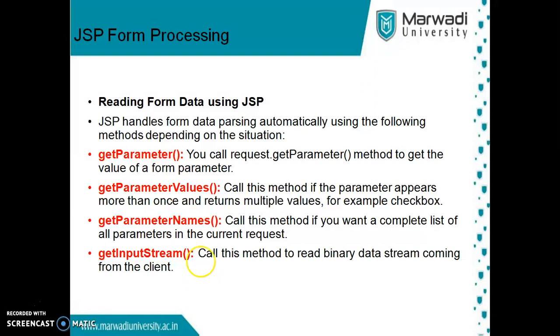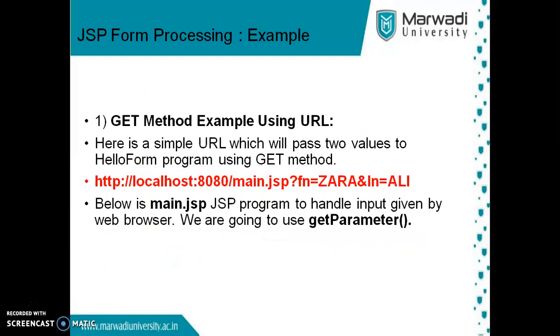The last is getInputStream. Call this method to read the binary stream data from the client. Generally, whenever you are uploading or downloading a file, this method will be used. It will serialize your file in a binary stream.